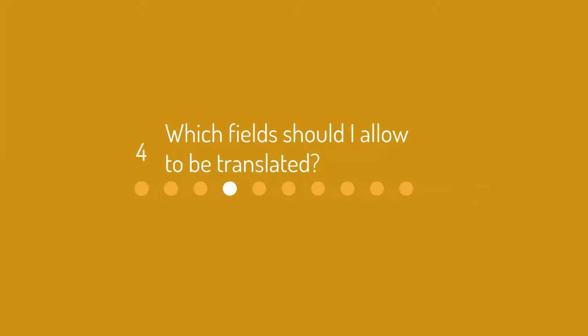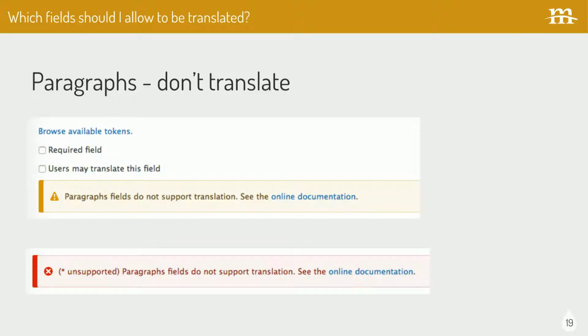Let's talk quickly about what fields should even be allowed to be translated. So there's a little bit of strategy here. Now first, let's talk paragraphs. The paragraphs module was used a bunch on Visit USA. It's a pretty popular module. The big thing you will need to know about paragraphs is that you can't translate the paragraph field. It's a kind of nuanced thing, but you can't translate paragraphs, but you can still translate all the fields on the paragraph. So you're pretty much okay.